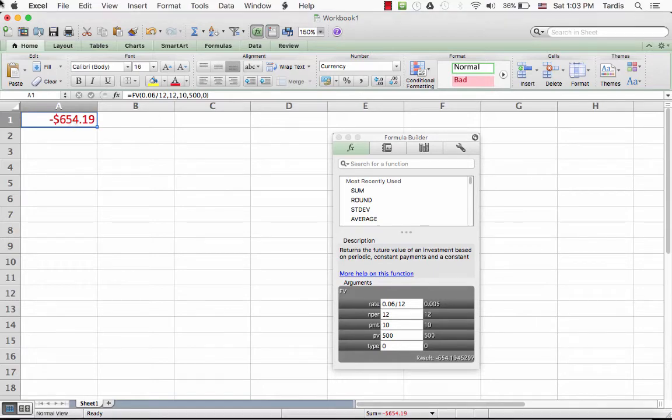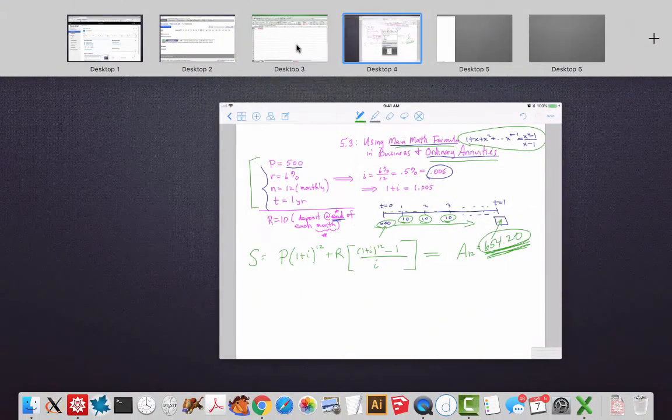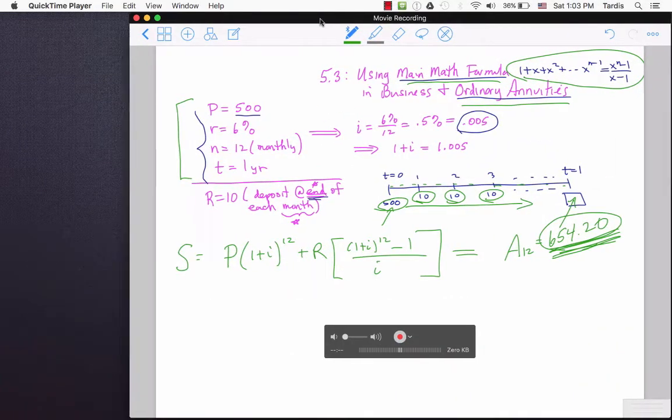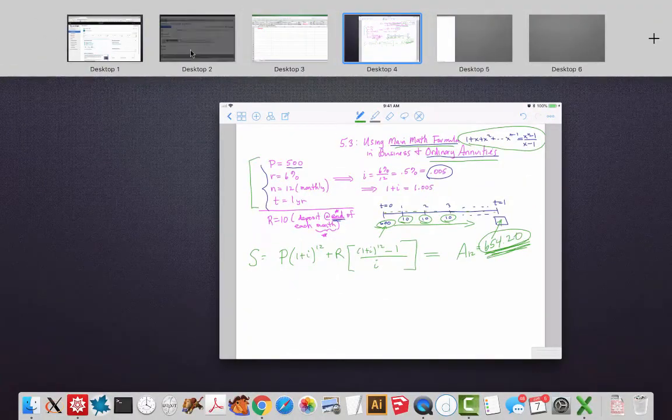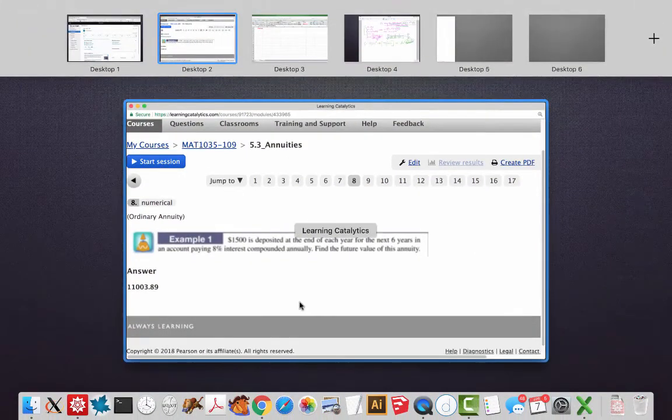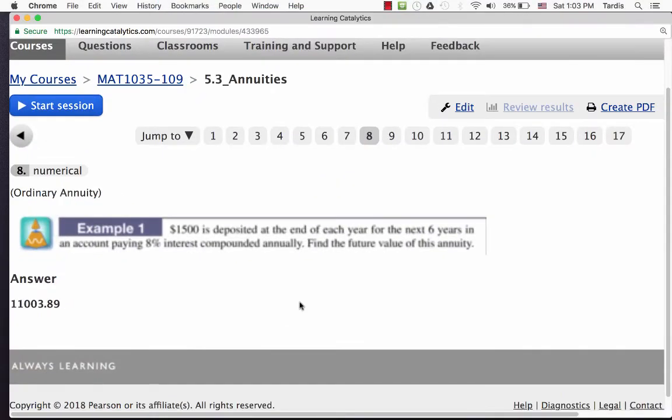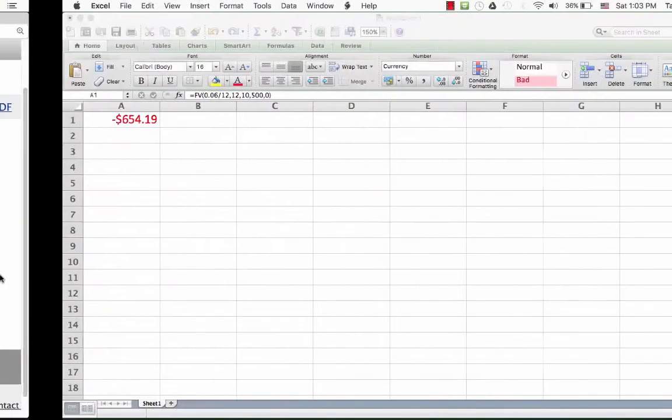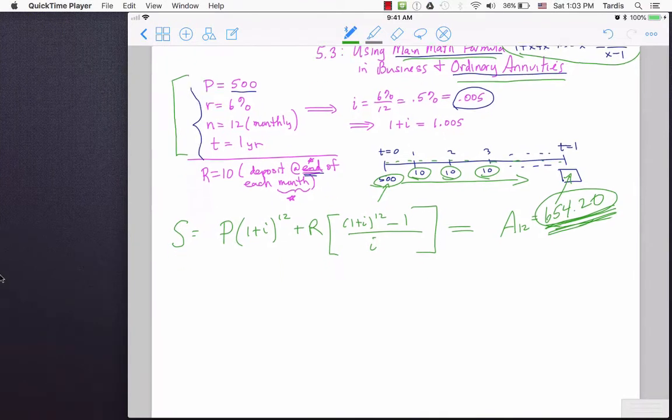Okay, let's get into another example. Let me bring in one from our class notes. We have an example where you deposit $1,500 at the end of each year for the next 6 years, and the account is paying 8% interest compounded annually. Find the future value of this annuity. We have the answer here, but it'd be good to go through the steps.